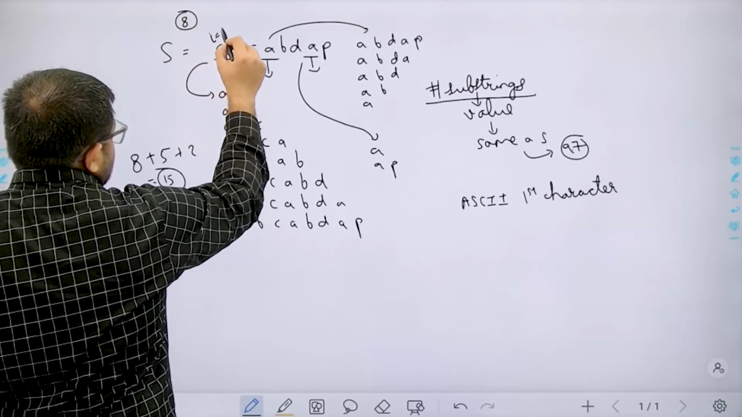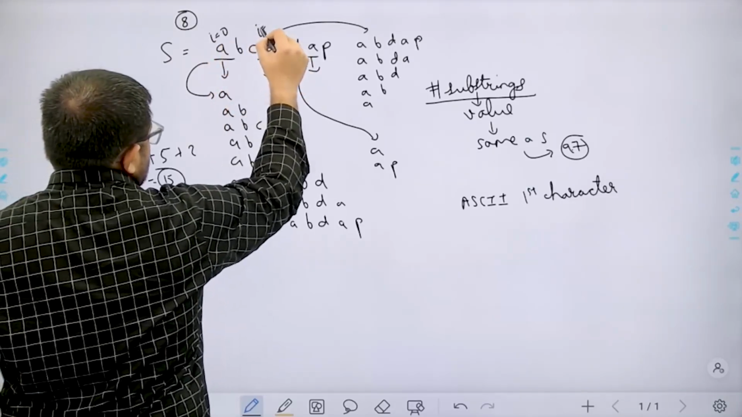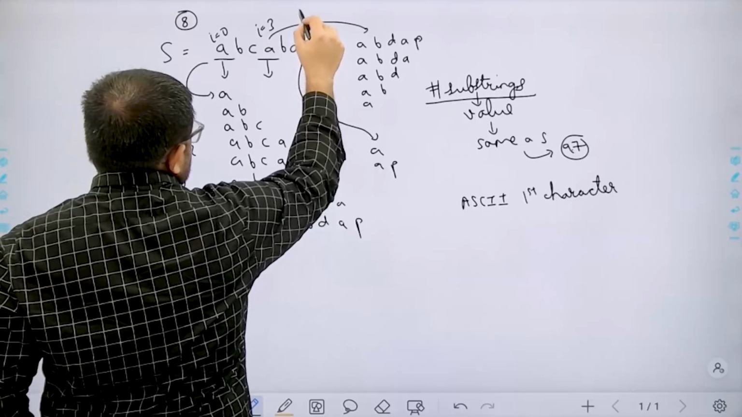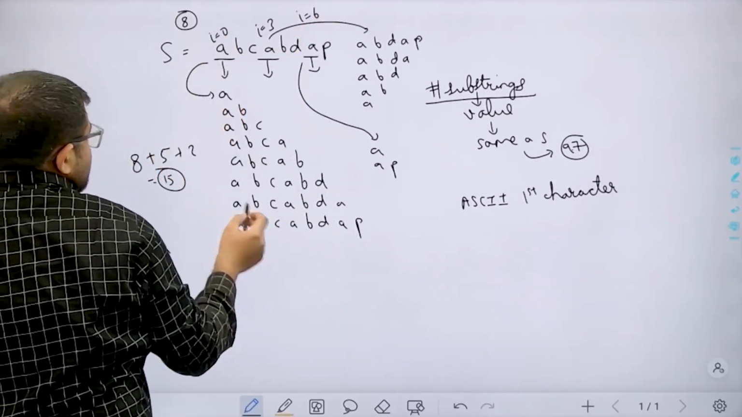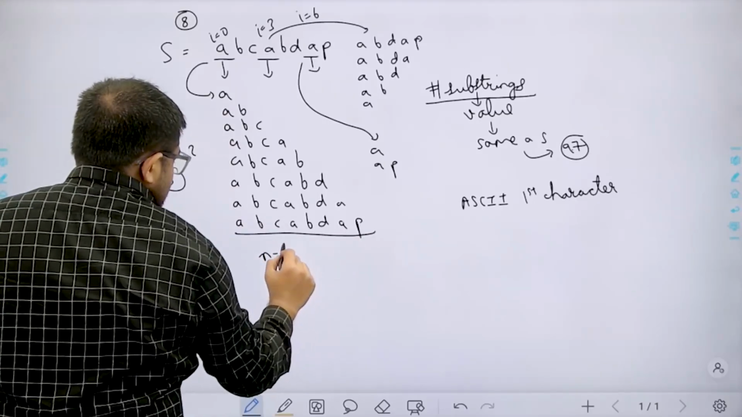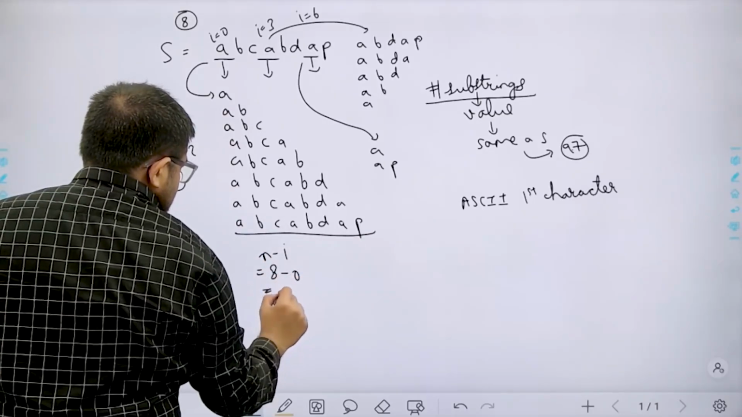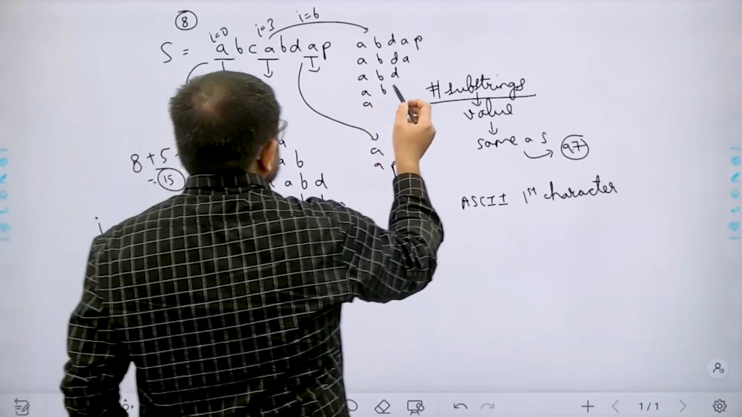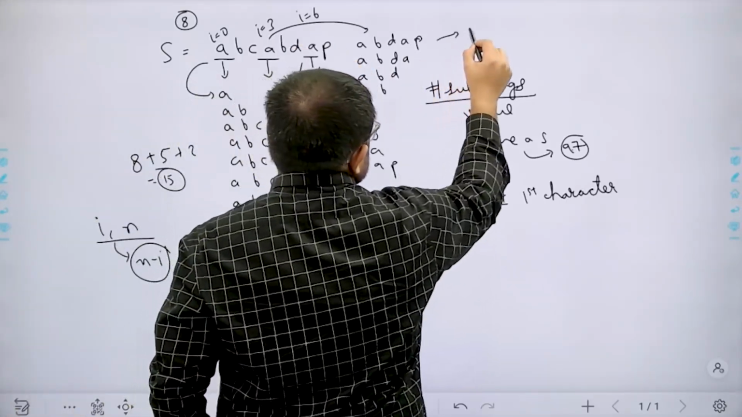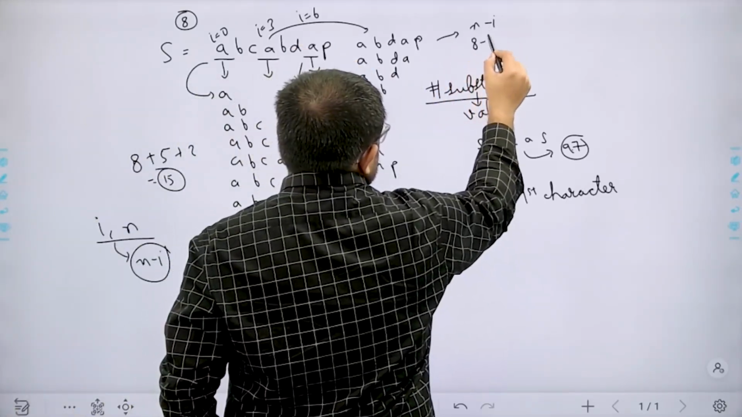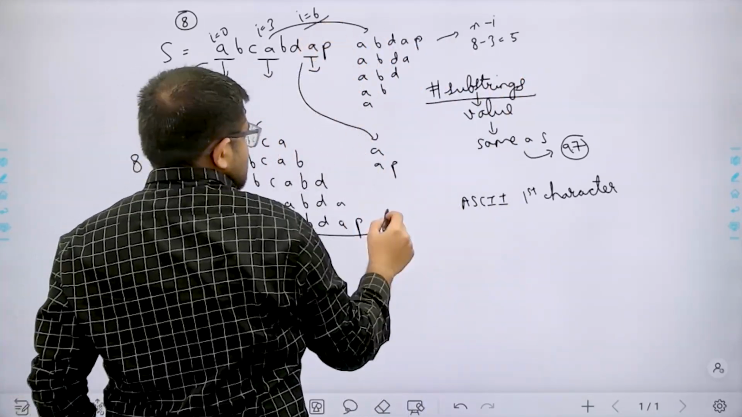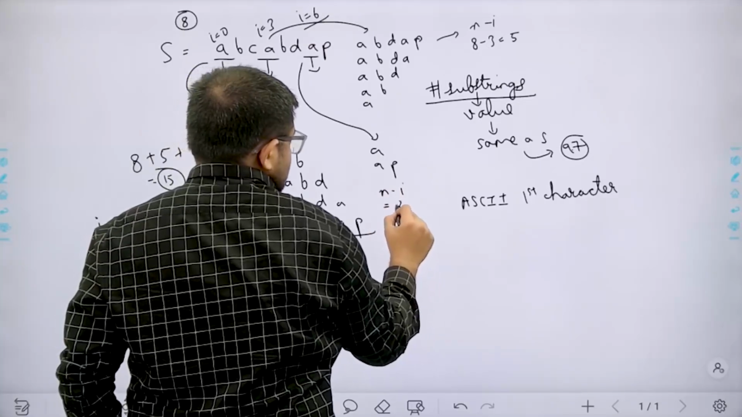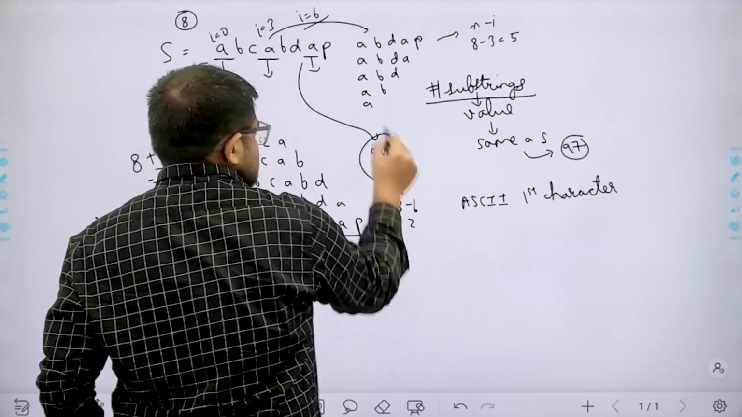The value of I here is 0. Here the value of I is 3. And here the value of I is 6. So the number of substrings starting with this index is n minus I, that is 8 minus 0, that is nothing but 8. Number of substrings starting with index 3 is n minus I, that is 8 minus 3, that is 5, we can see here. And the number of substrings starting with this index is n minus I, that is 8 minus 6, that is 2, that we can see here.